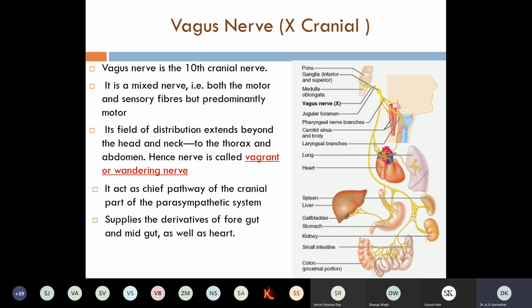Okay, so it is the chief pathway of the cranial part of the parasympathetic system. It is supplying the GI part, is bronchomotor to the muscles, and has secretomotor fibers to the glands. It supplies the derivatives of the foregut and the midgut, as well as the heart. So if you know the derivatives of the foregut and the midgut, then it becomes easy to remember the nerve supply.